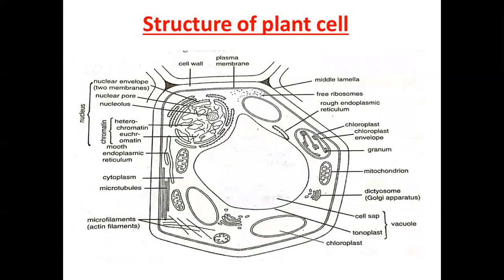Next is the structure of a plant cell. So it also consists of cell wall, plasma membrane, then middle lamella, chloroplast, granum, mitochondria, dictyosome, which is also known as Golgi apparatus, cell sap, tonoplast, chloroplast. So these all, we will study a few of them in class 9.